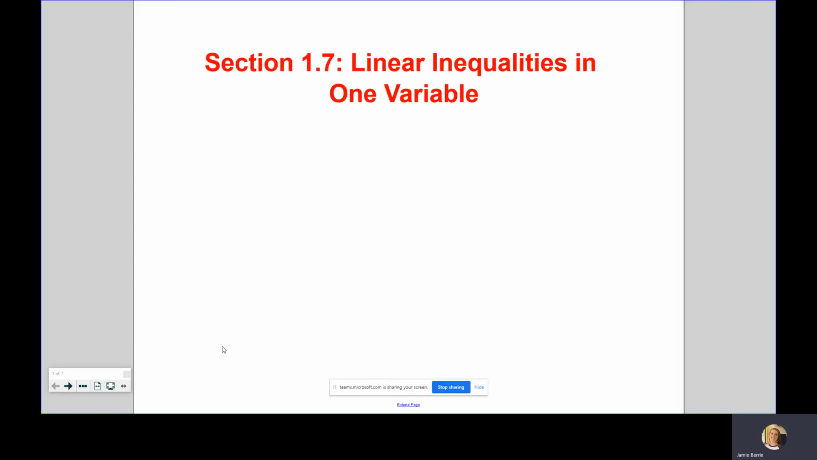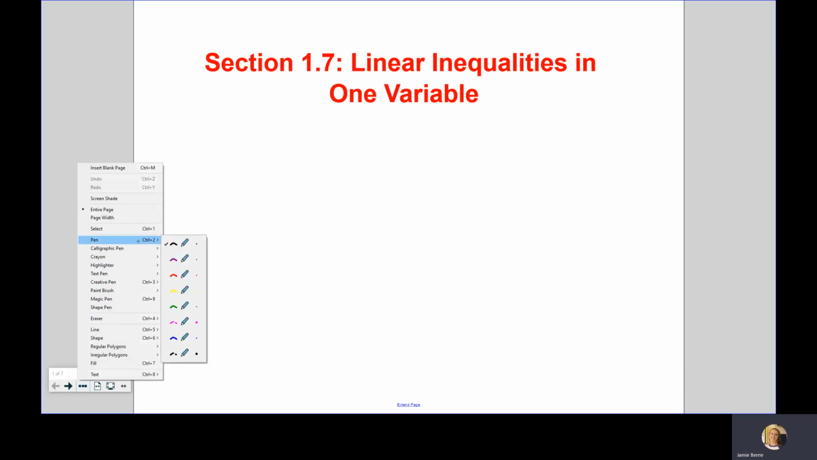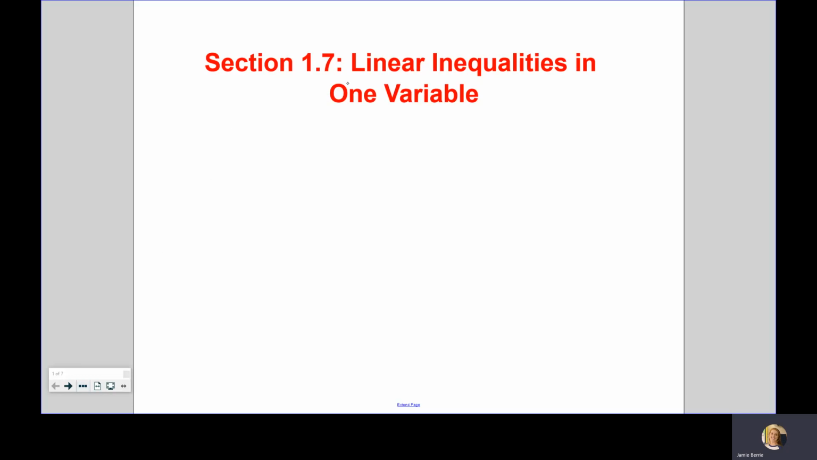All right, let's go to the beginning. Section 1.7 is called Linear Inequalities in One Variable. So we're going to be looking at a few different types of inequalities today. Just to remind you of what our inequality symbols mean. The inequalities we're going to be discussing today, we're going to have some less than problems.